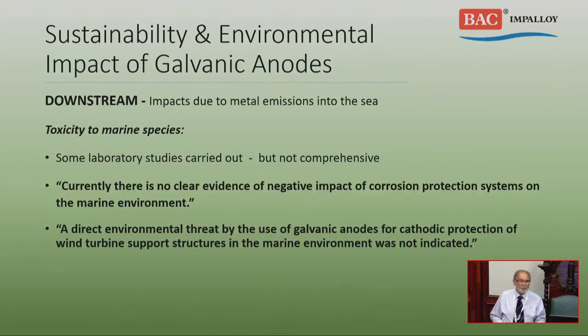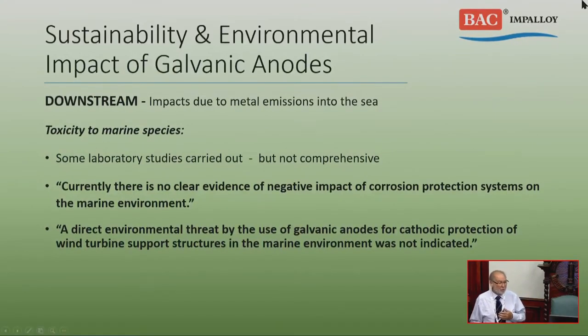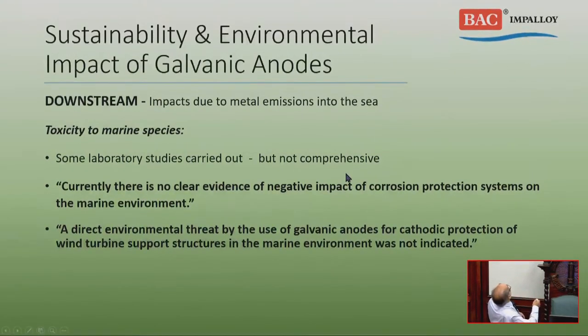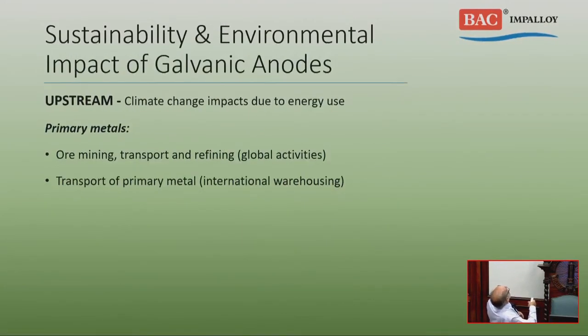So if the downstream impacts of anodes are not particularly worrying to me as a manufacturer, the impact really must be upstream. So we have 2 upstream impacts. One is from the actual primary metals. We use aluminium and zinc. It has to be mined, and then it has to be refined. The mining is determined by location, where the ore happens to be.